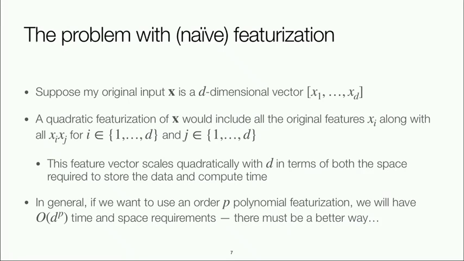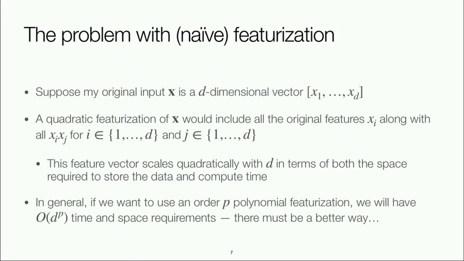It's basically just a way of saying I don't care too much about the constant factors that are lying in there. The meat of it is that we're going to have scaling on the order of d to the p, where d is the original dimensionality of my feature vector, and p is the polynomial order featurization that I want to use. So d squared for quadratic, but things like d cubed for cubic, or d to the 4th for quartic, and so on and so forth, right?